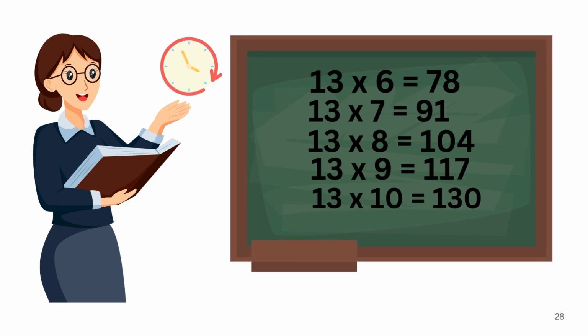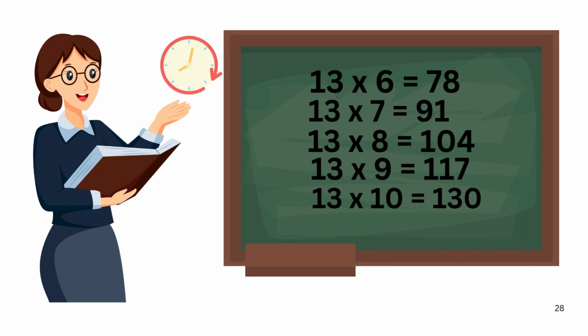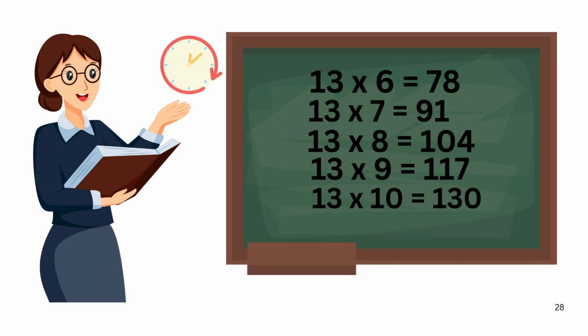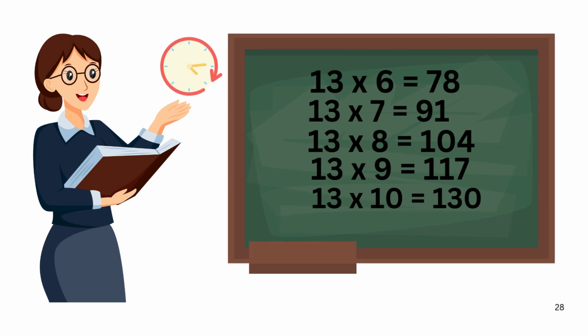13 multiplied by 6 equals 78. 13 multiplied by 7 equals 91. 13 multiplied by 8 equals 104. 13 multiplied by 9 equals 117. 13 multiplied by 10 equals 130. Here, we finished the tables of number 13.